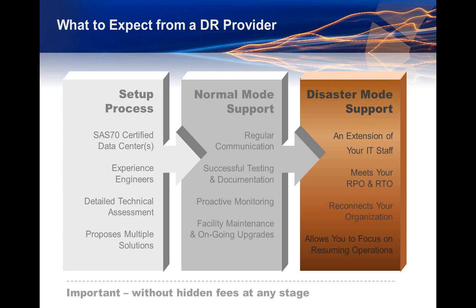You want a DR provider that becomes an extension of your staff. They can help to build up your infrastructure when things go wrong, and in doing so meet the RPO and the RTO that you previously decided were critical points. And they get you connected to your organization. Make sure that you've tested so that in the disaster you are able to connect all of your employees.